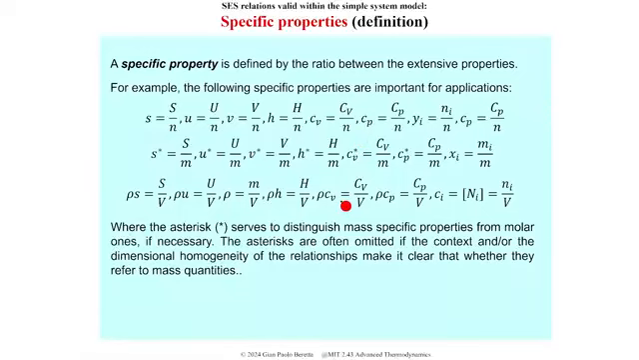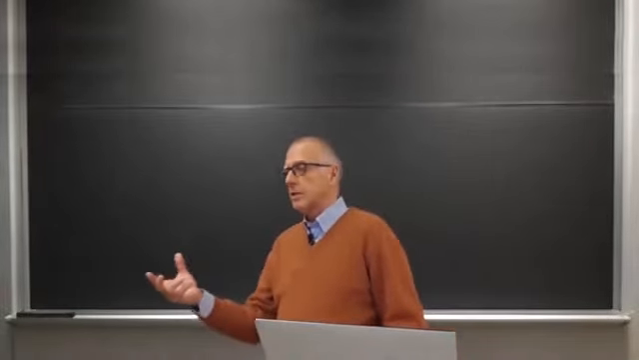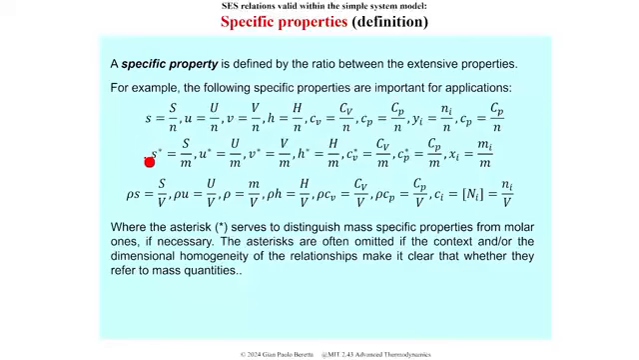And sometimes here I try to differentiate by using a different symbol, like the star here, just in case you need to make sure you don't get confused. But in most of the treatments, once you set the definition, and the context makes it clear that you're working with mass-specific properties, you just use a lowercase letter without the star, and you let the context define what you're doing.